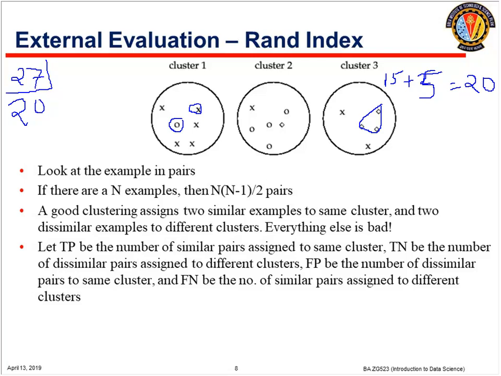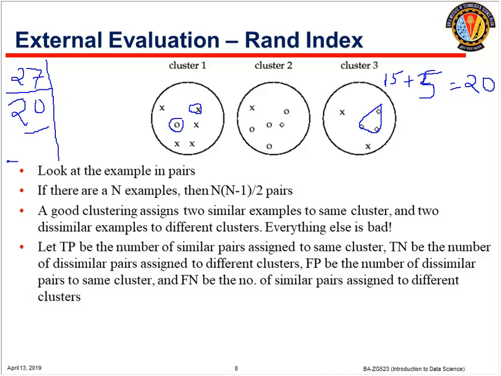Okay. So 15 were when x is from cluster 1 and diamond from cluster 3, and 5 are when O is from cluster 1 and any other element from cluster 3, diamond or x, they are all dissimilar. So with cluster 1 and cluster 3 it is 20. Okay.